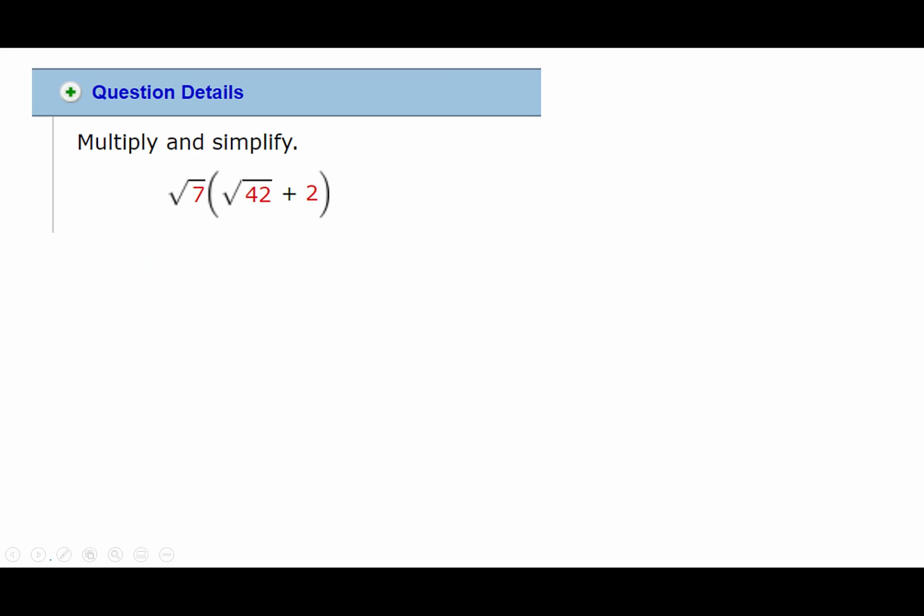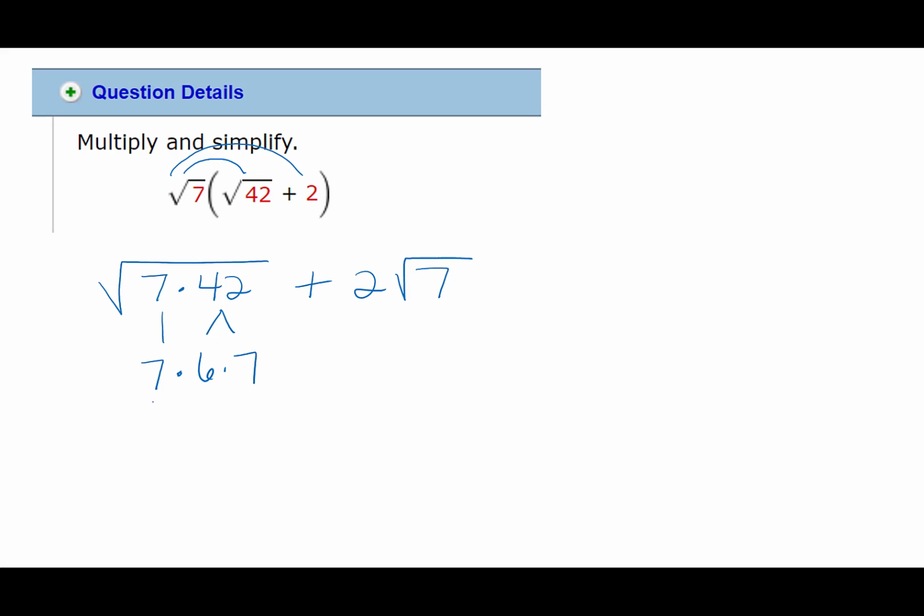Okay, let's try that again, except we're going to multiply using the distributive property. Square root of 7 times the square root of 42. Again, I'm going to encourage you not to do that multiplication. Just write the square root of 7 times the square root of 42, and then the square root of 7 times 2. Whole numbers always go first when you're writing a radical, so put the whole number 2 and then the square root of 7.